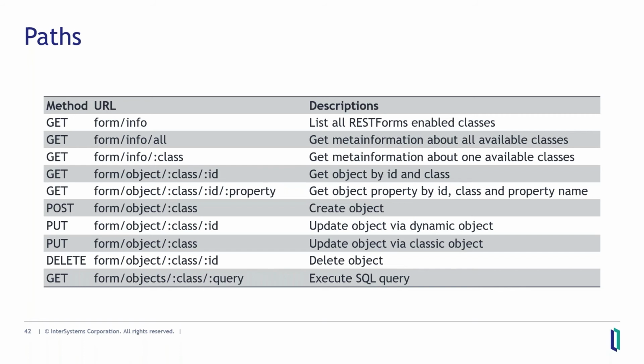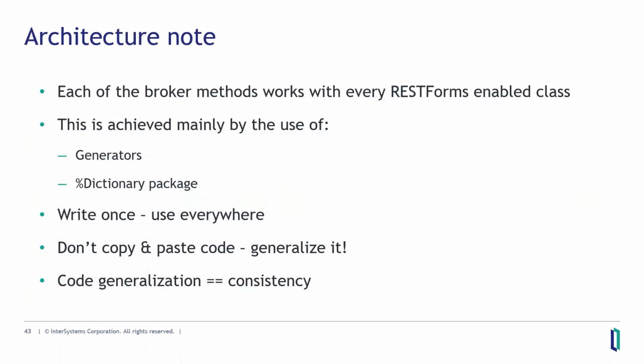So each of these broker methods works with every Forms enabled class. This is done by using generators and the dictionary package. So the idea is you write code once and use it everywhere. There is no copy-pasting, just generalizing the code. And also, if you generalize the code, it automatically means consistency. In fact, you cannot break consistency with this approach.